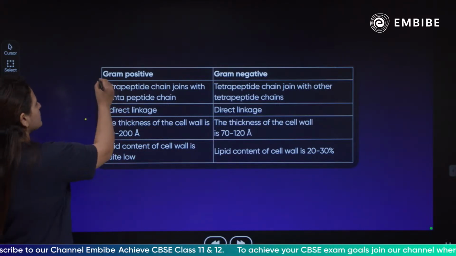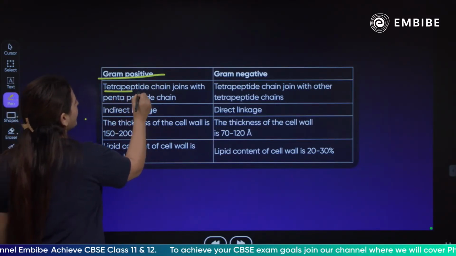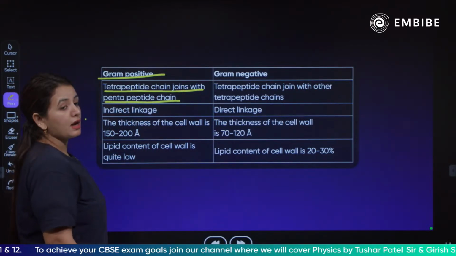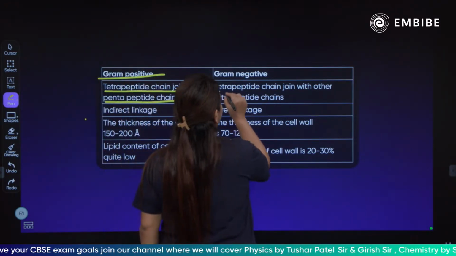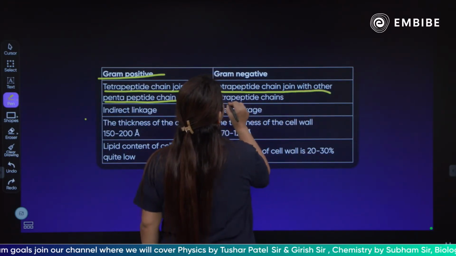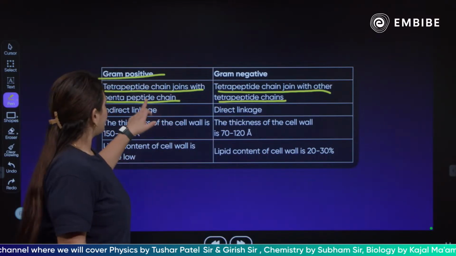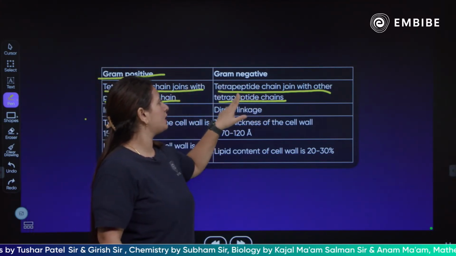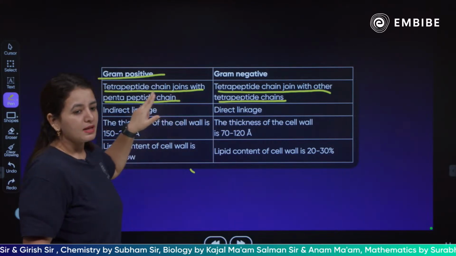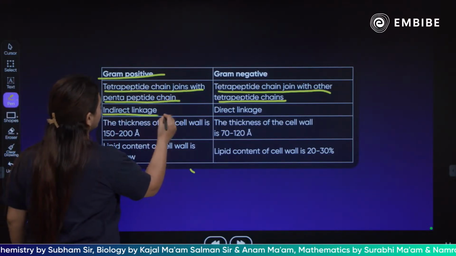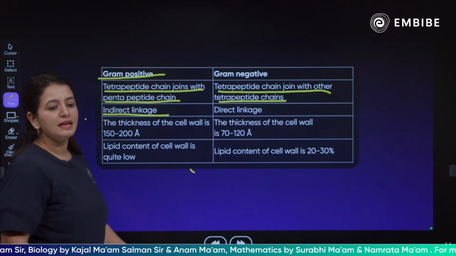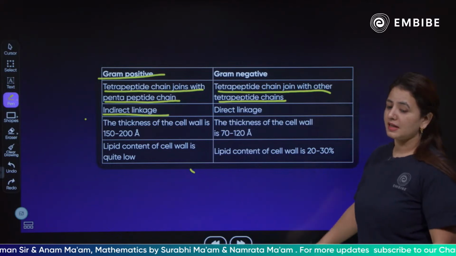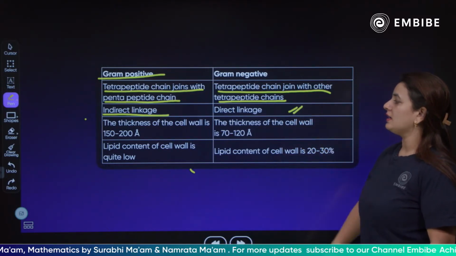Talking about the gram positive bacteria, the tetrapeptide chain joins the pentapeptide chain. While talking about the gram negative bacteria, the tetrapeptide chain joins with another tetrapeptide chain. Imagine a tetrapeptide chain joining with a pentapeptide chain, but here a tetrapeptide chain is joining with a tetrapeptide chain. Next, in gram positive there is an indirect linkage, the two chains are indirectly linked with each other. When we talk about the gram negative bacteria, they have a direct linkage.